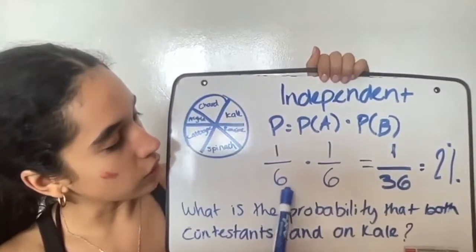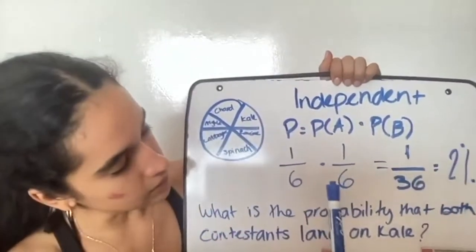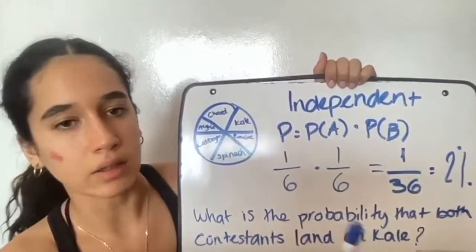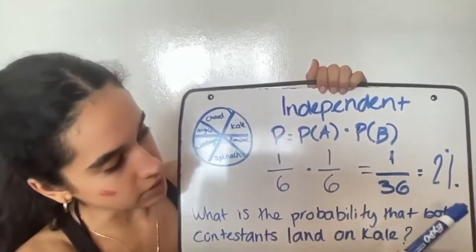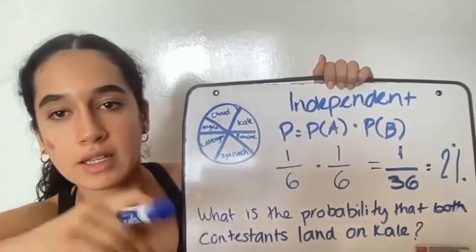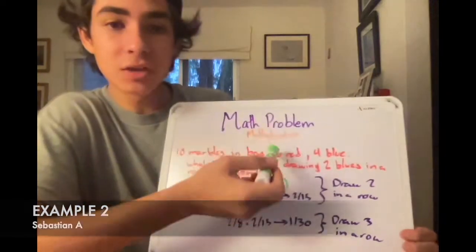For contestant 1, there's a 1 out of 6 probability that it lands on kale, as you can see on the wheel. And for contestant 2, it's 1 out of 6 chances to land on kale. So 1/6 times 1/6 equals 1 out of 36, which means that it's about 3% possible for both contestants to land on kale.